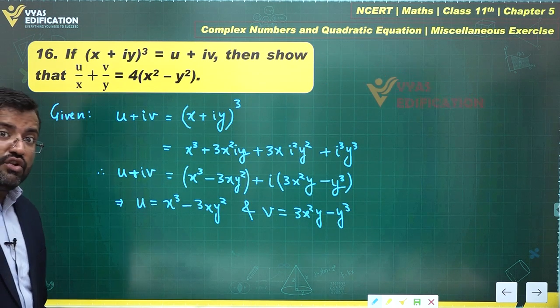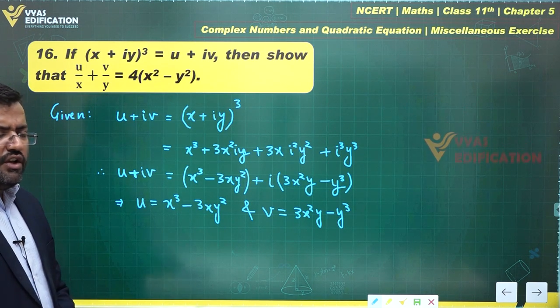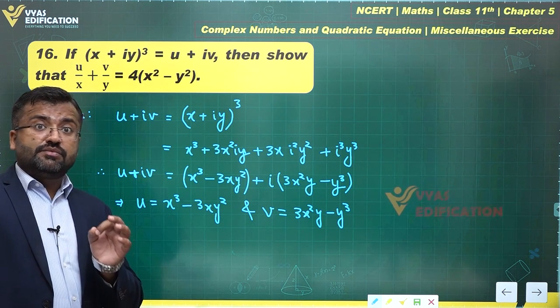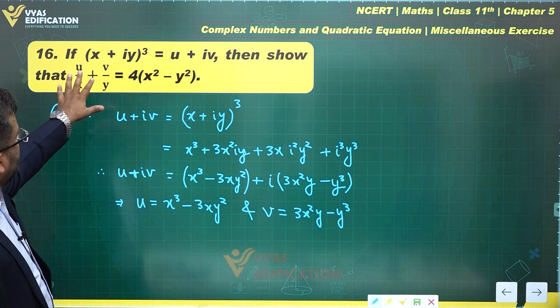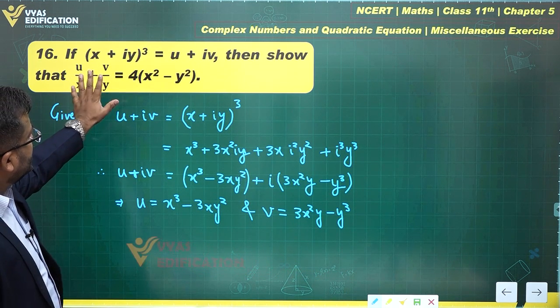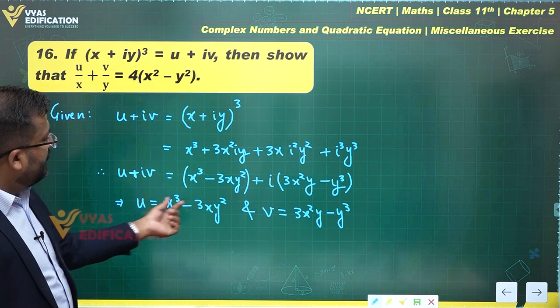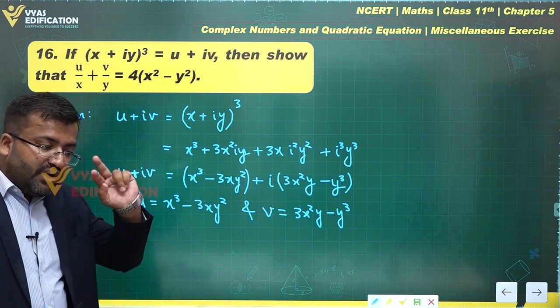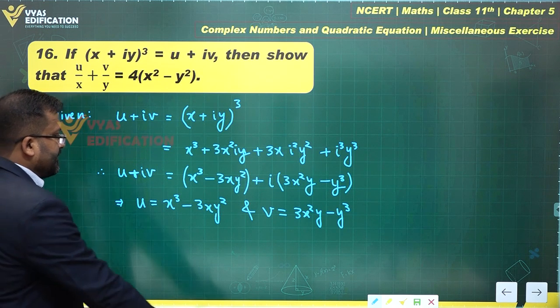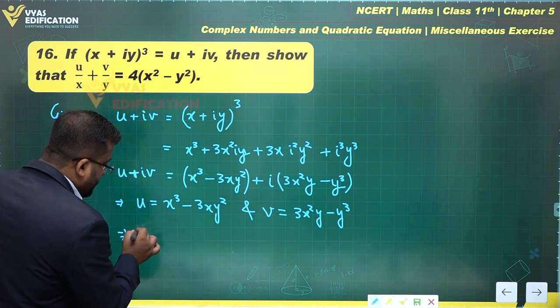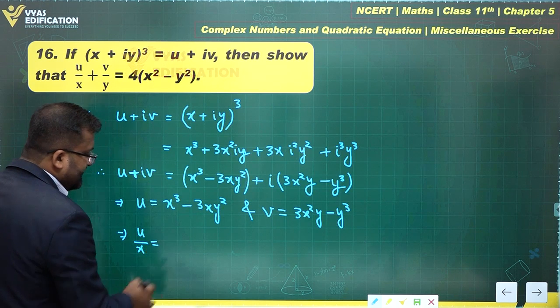The imaginary part is equal to imaginary part. Now always keep an eye on what is to be proved. We are supposed to prove u/x + v/y. You observe that u and v are only present at one location, and therefore we have found the values of u and v. Now what next? We are supposed to find u/x actually. Let's try to find u/x. Can you divide by x on the LHS and right hand side? Yes.